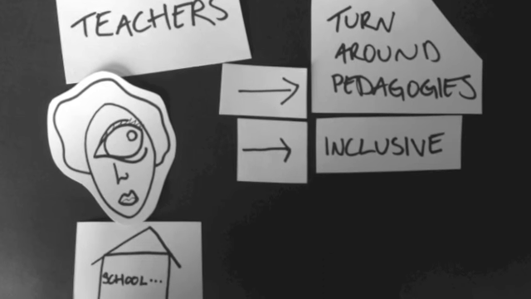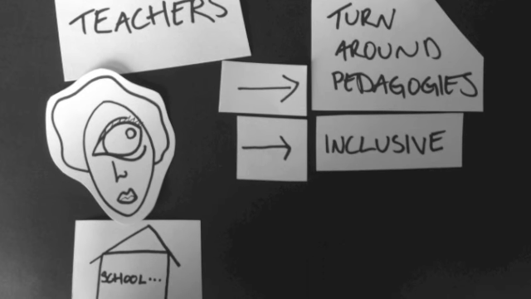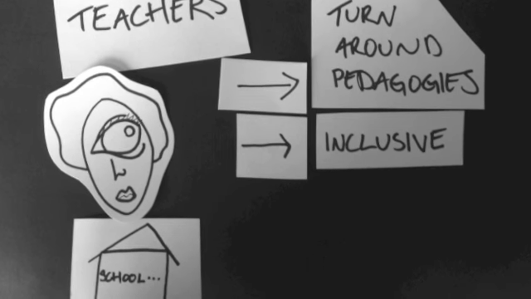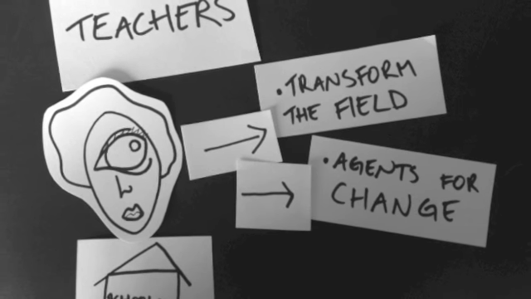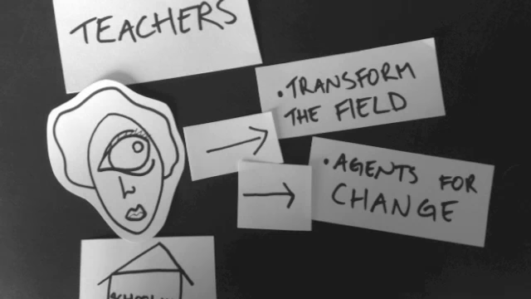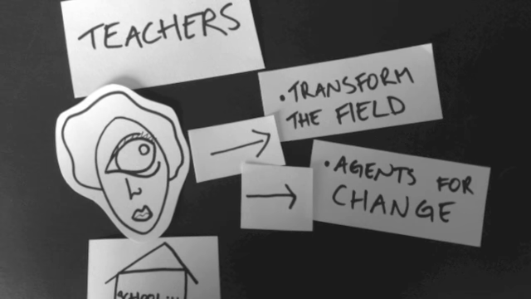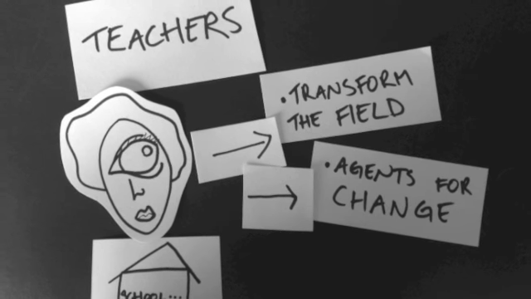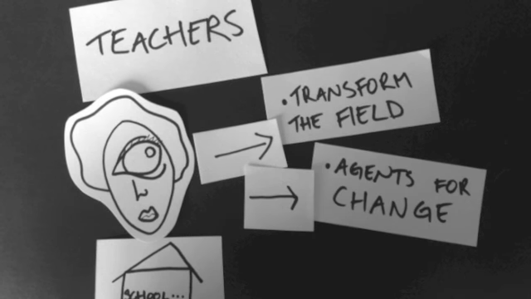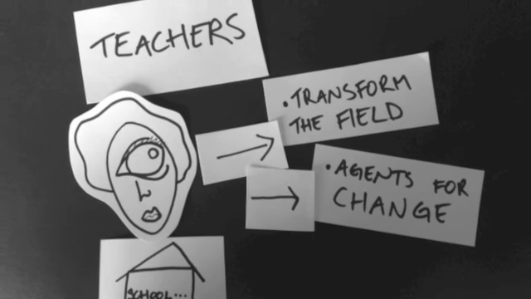They can adopt pedagogies which use student habitus to their educational advantage and explicitly teach the unspoken rules of the field of education. By adopting these turnaround pedagogies, teachers can become agents for change and transform the field of education, rather than perpetuating the reproduction of inequality.